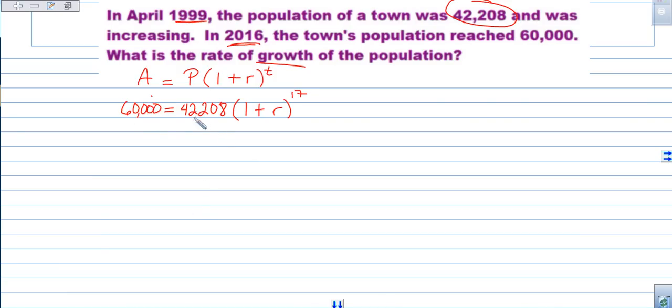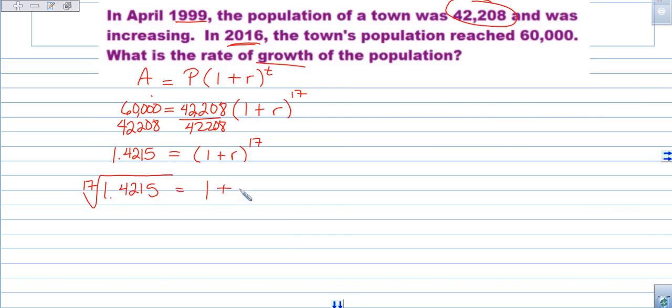And so what we need to do is just solve this equation. So the first thing you would do is divide by the 42,208. Okay? And so you get 1.4215 equals 1 plus r to the 17th. Okay? And so now you do the 17th root of that number, 1.4215, and that's going to equal 1 plus r.